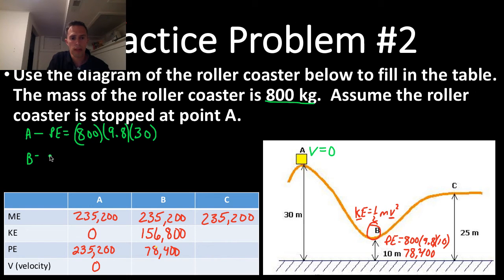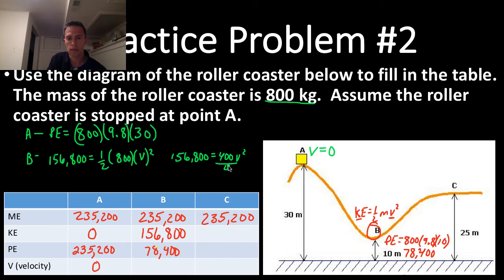we know that kinetic energy was 156,800. And we know kinetic energy is equal to 1/2 times the object's mass, which was 800, times its velocity. We don't know it yet, but we'll just put it as v. And so let's solve this equation real fast. 1/2 of 800 is 400. So 156,800 is equal to 400 v squared.